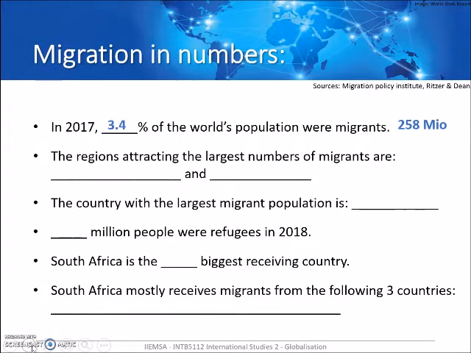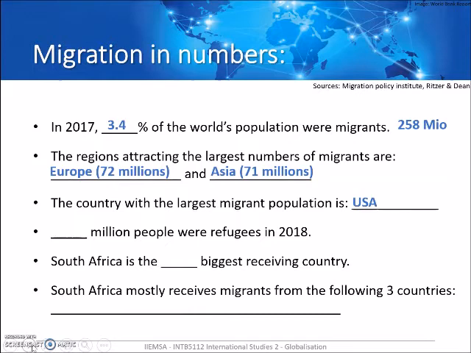The regions attracting the largest numbers of migrants are, which ones do you think? Number 1 is Europe, attracting 72 million people. Number 2 is Asia, attracting 71 million. We will look at those flows a bit more in detail in the next slide, because there's a lot of migration within the same continent as well. The country with the largest migrant population is, this one should be an easy one, the USA, obviously, a country of migrants that was built by migrants and is still having a lot of migration.